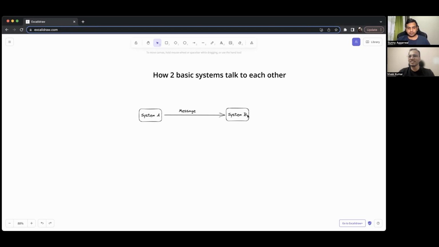So system A is sending a message to system B. Now, they are sending a message over the network. And in case of any issue with the network, the message can get distorted and system B can receive an incorrect message. Now, how exactly would system B know if it has received the correct message or not?